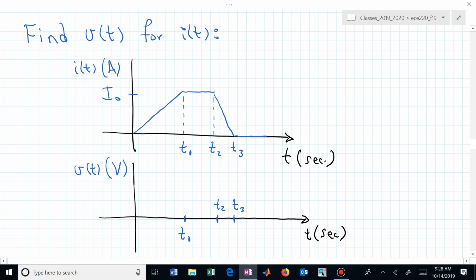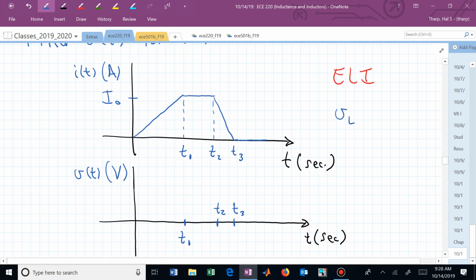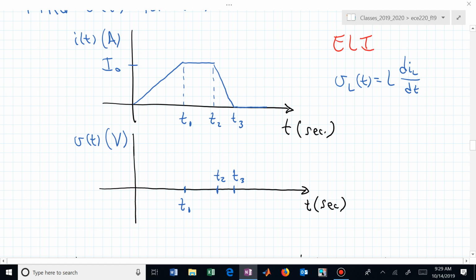And if you need some guide or some help, you could always just say, I'm going to call upon Eli. So now you have Eli, and you're going, well, that didn't help me a bit. But now you might remember that V sub L of t is L di sub L dt. If that's the case, now can you sketch what the voltage looks like?